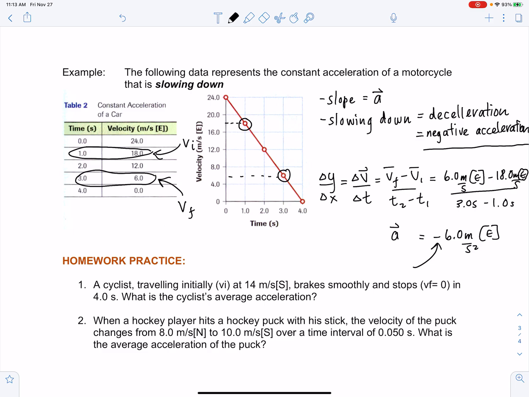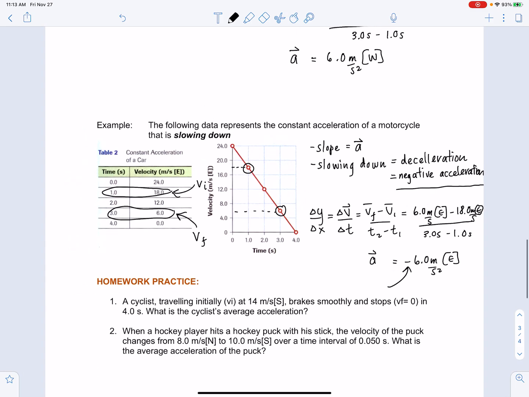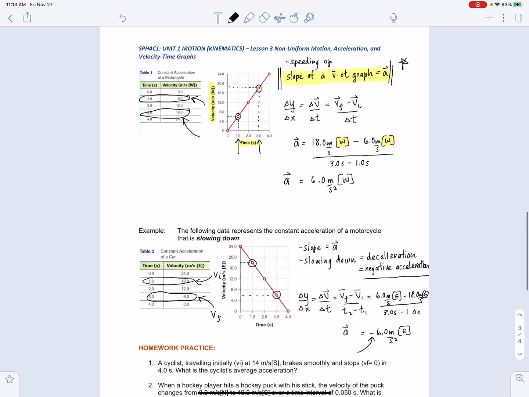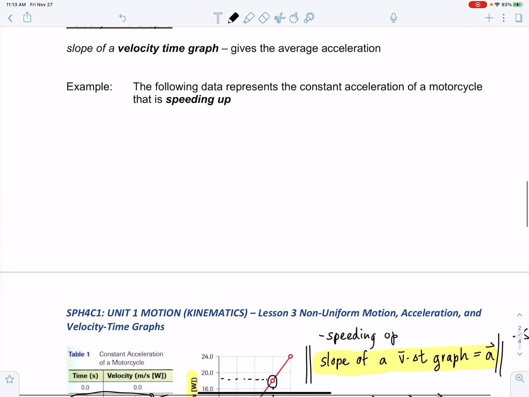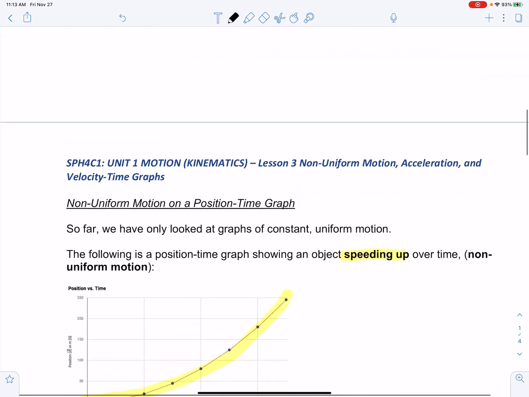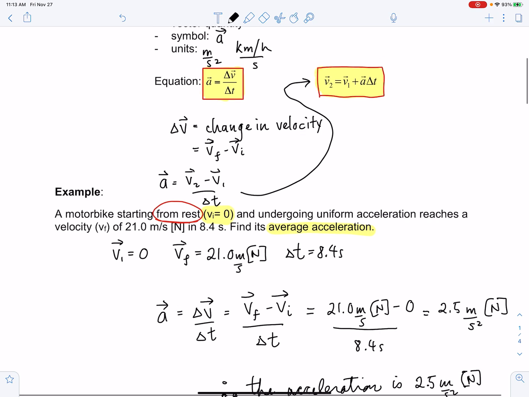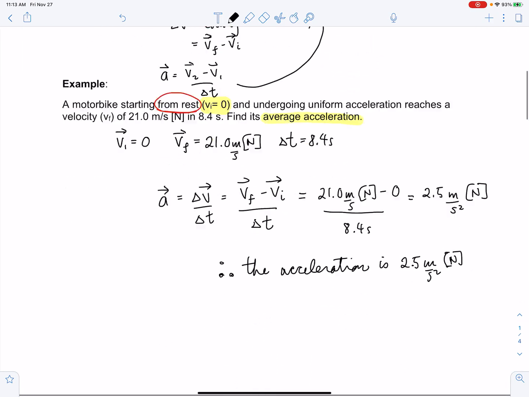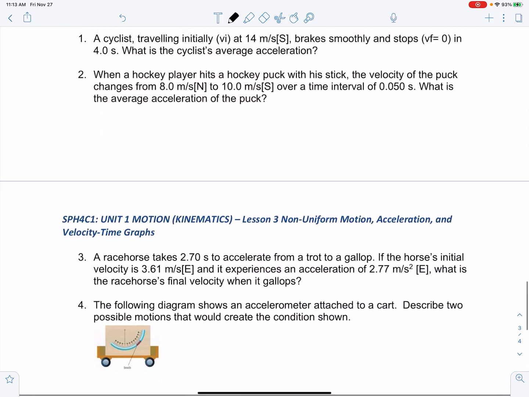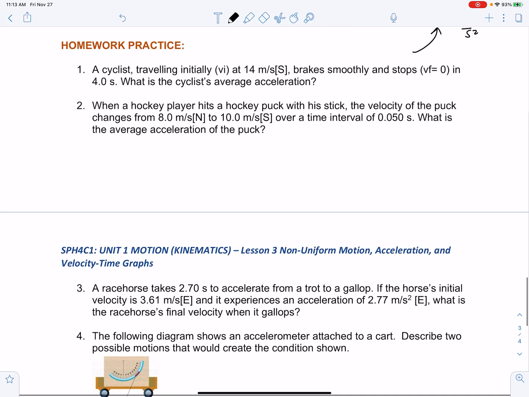Okay, so we've seen what speeding up and slowing down looks like on velocity time graphs. We've also looked at the equation for acceleration in general, and we've done some sample problems. What I would like you to do now is to work on the homework practice questions given below, and then complete the LMS quiz on your course homepage. Good luck.